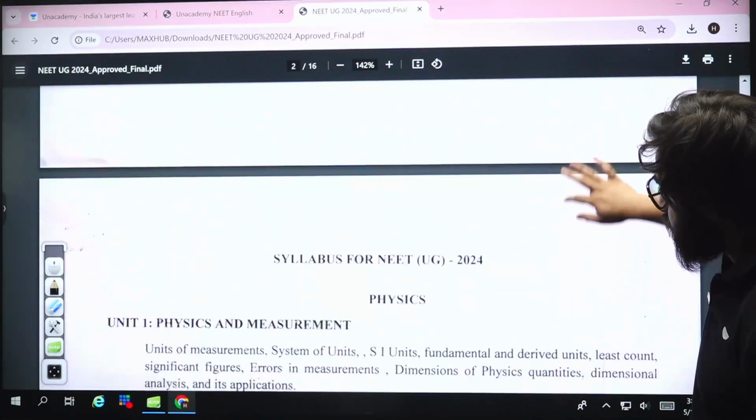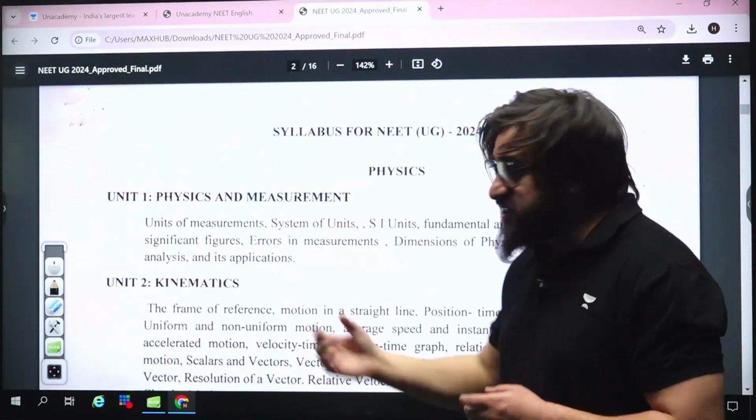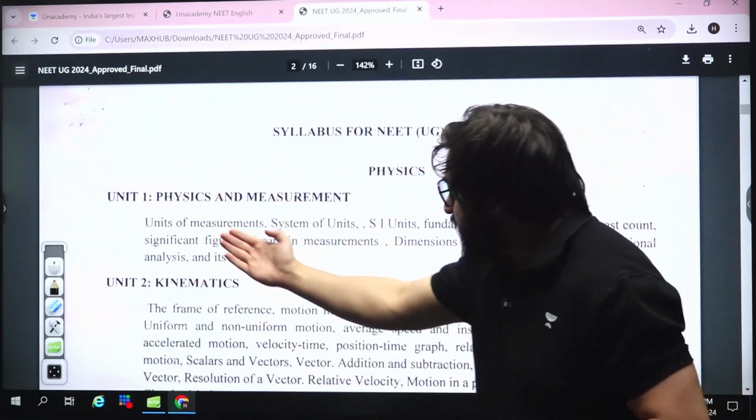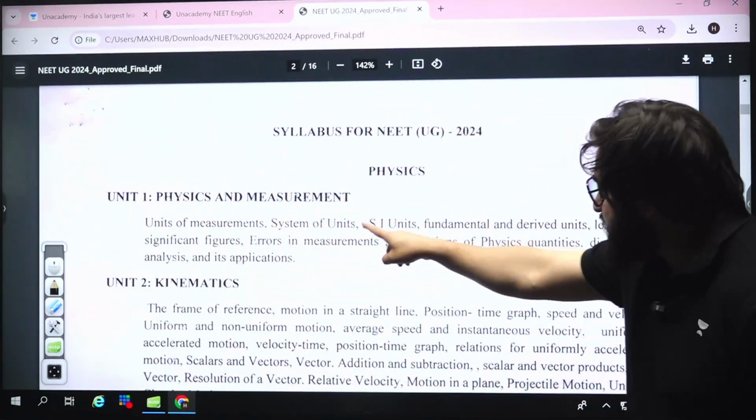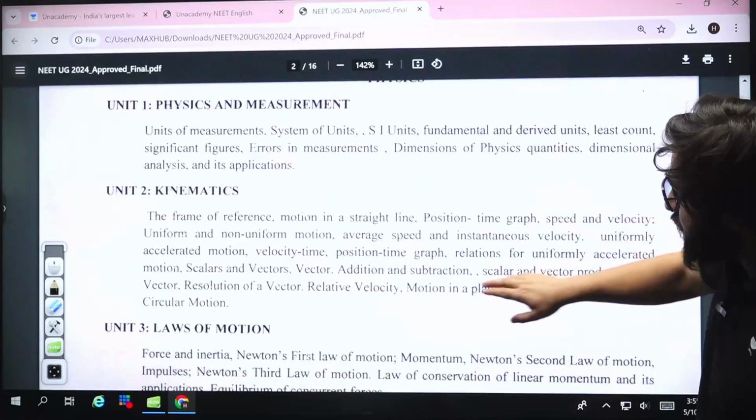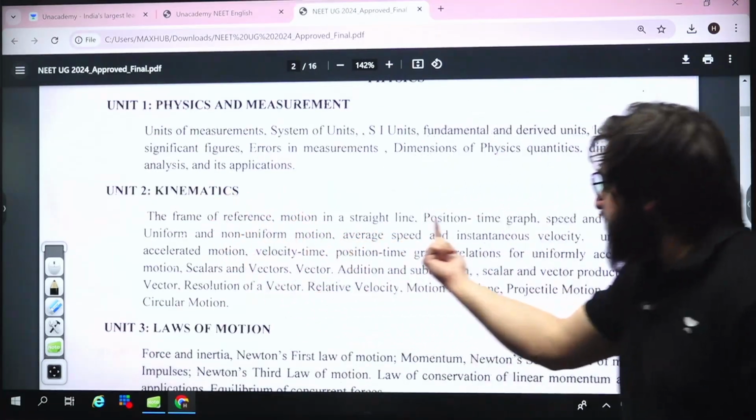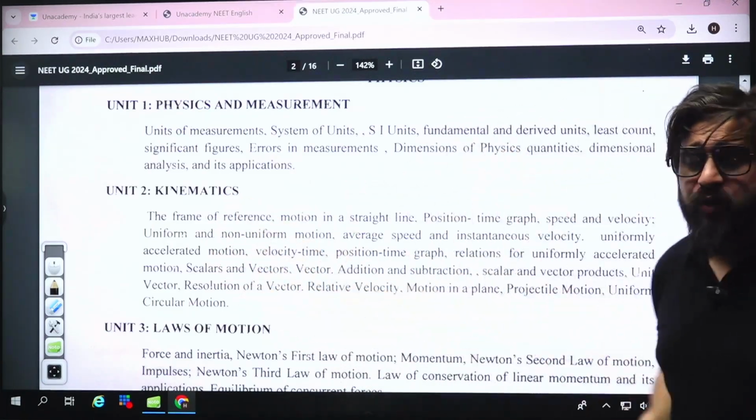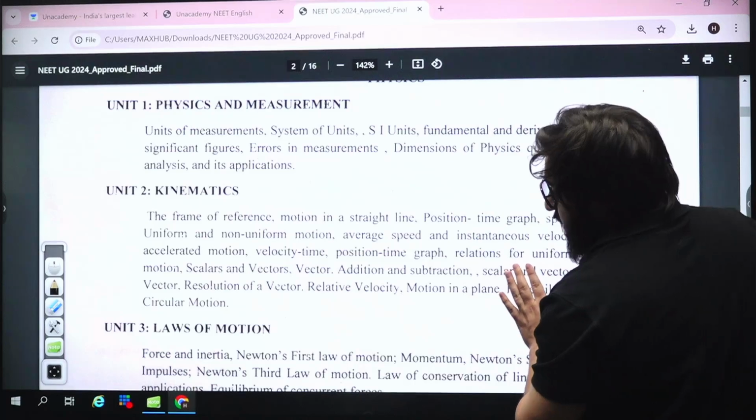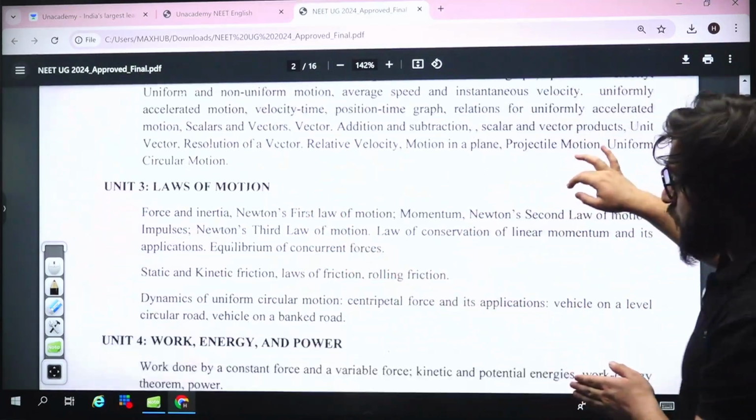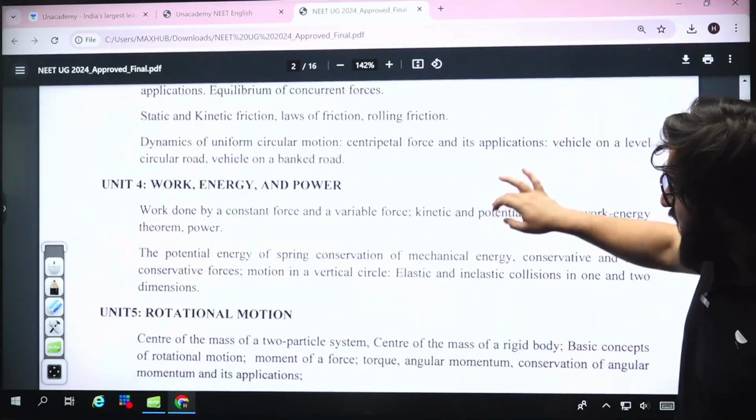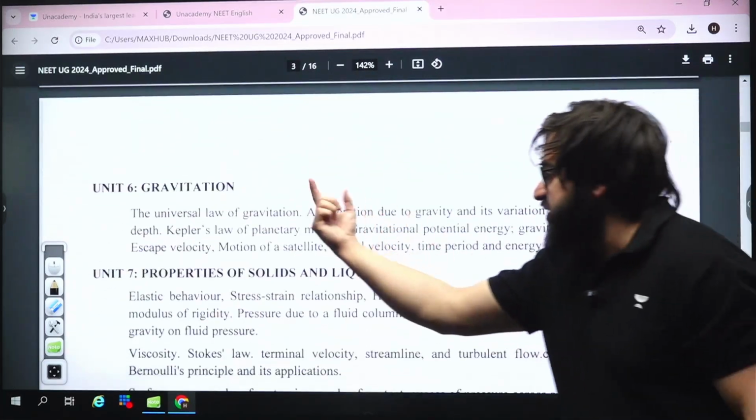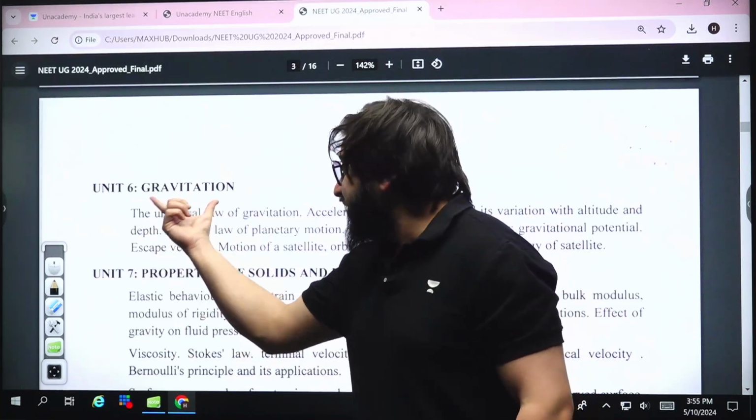Like we have over here when it comes to the physics portion. In the physics portion, if we talk about unit one, we have got units and measurements over here, system of units. You can see over here in the kinematics, you can see all of these topics that you guys are supposed to study will be basically over here, okay? Then comes laws of motion. Then comes work, power and energy and rotational motion. Similarly, these are the topics you guys are supposed to learn in the gravitation.